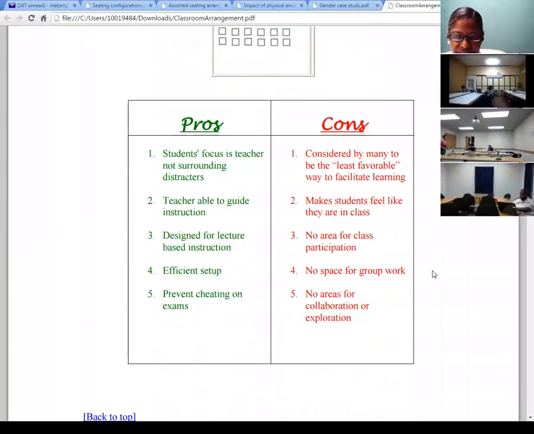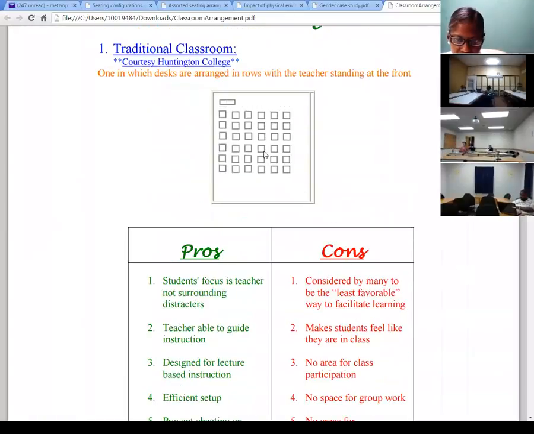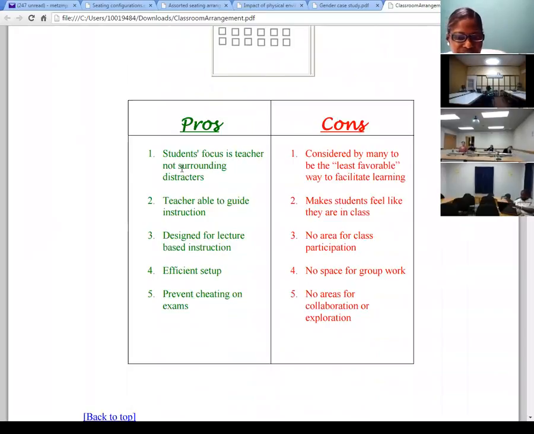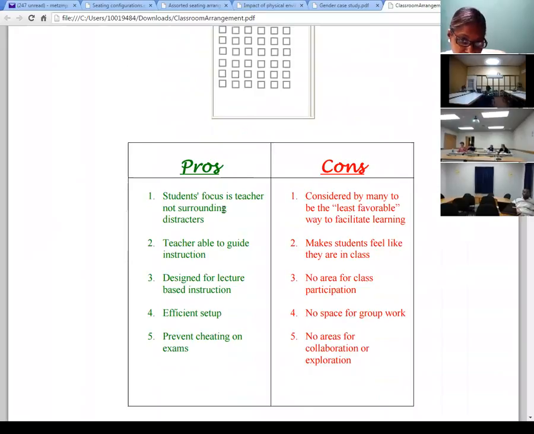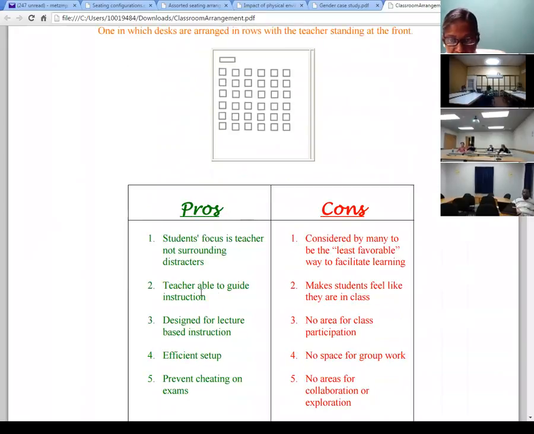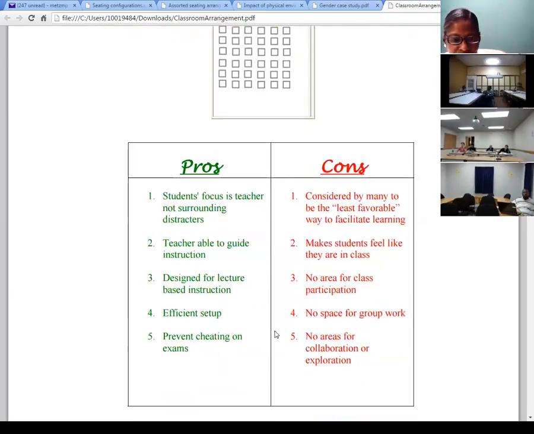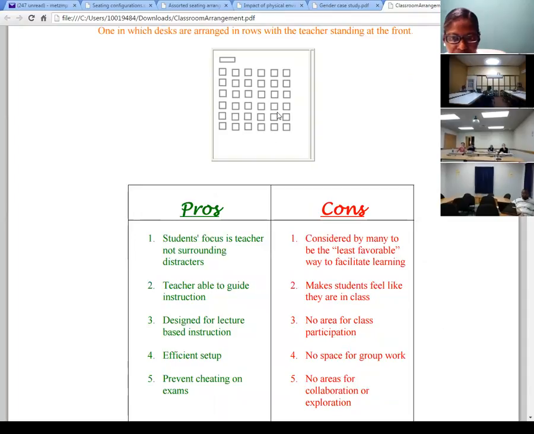Traditional classroom setting. We had already identified the pros and the cons for this one. So it says students focus on the teacher, not the surrounding distractors. This is what they say. I'm not quite sure about that one. Teacher is able to guide the instruction. So this is where the teacher is located. See my cursor. That's where the teacher is located. Is there everybody else? It says it's designed for lecture-based instruction, most definitely. It's an efficient setup, and I guess efficiency in terms of there are many students who are in that classroom.